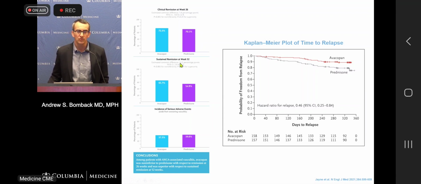But when you go out to 52 weeks, what you see is that avacopan is actually showing superiority to prednisone, with higher rates of sustained remission at 1 year compared to prednisone. Now, in part, this is because patients are being weaned off prednisone and maintained on avacopan. But again, that's an important signal because we don't like to treat with prednisone for a year, and there clearly appears to be a safety signal that you can continue avacopan out to 1 year. And that was shown in the adverse events, where there are lower rates of adverse events with avacopan compared to prednisone.